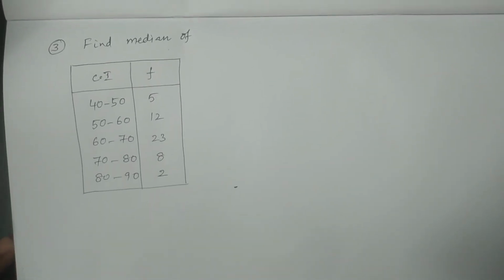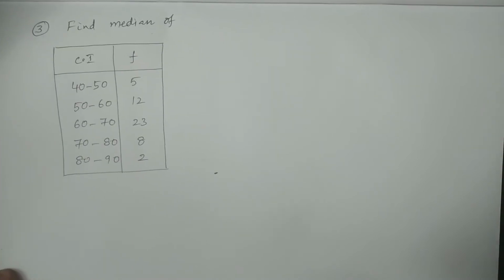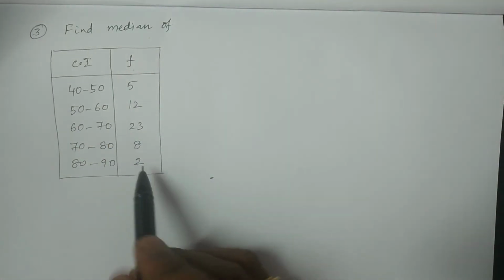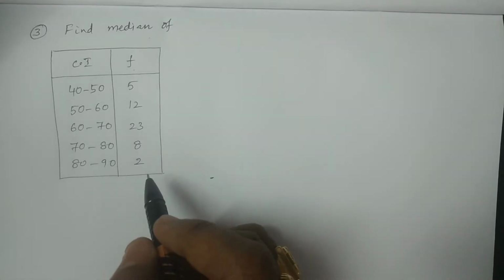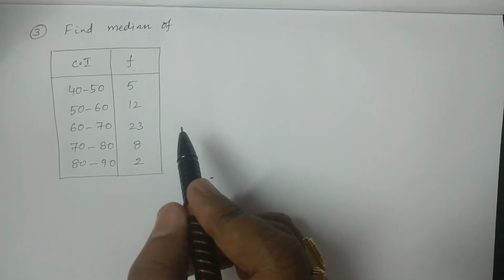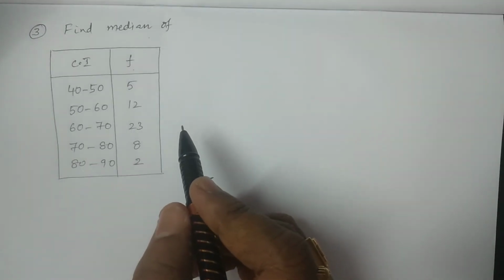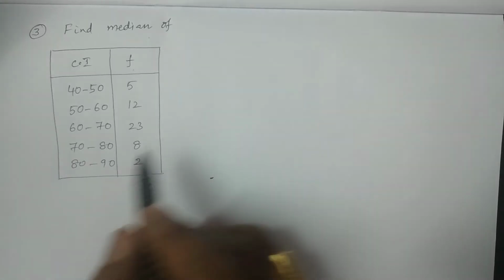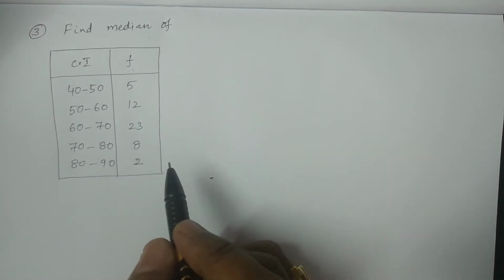Find the median of this data, class interval and frequency. This is called a grouped data. So we have a frequency. This is also data in the form of a grouped frequency distribution. So how to calculate median for it? It is also very simple.